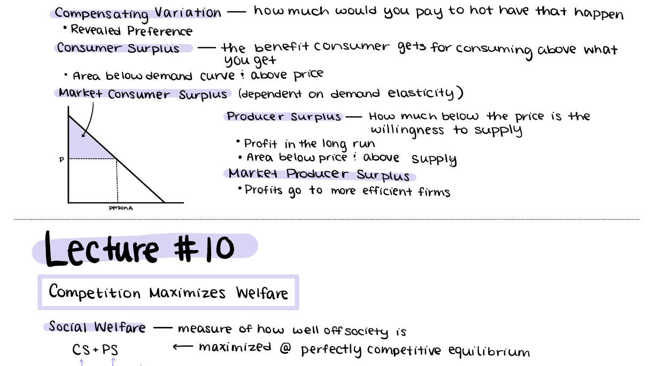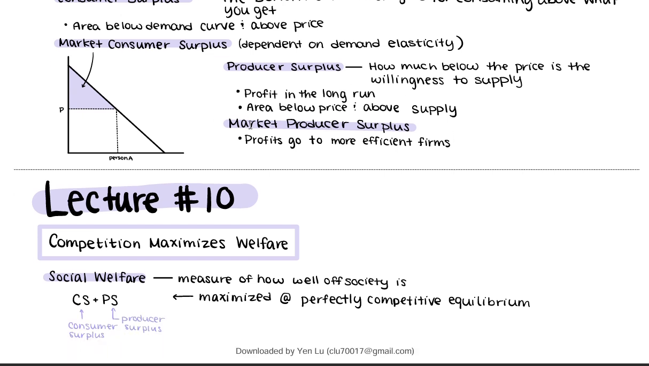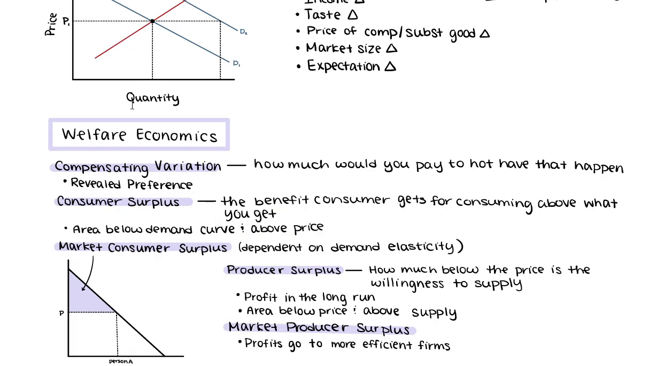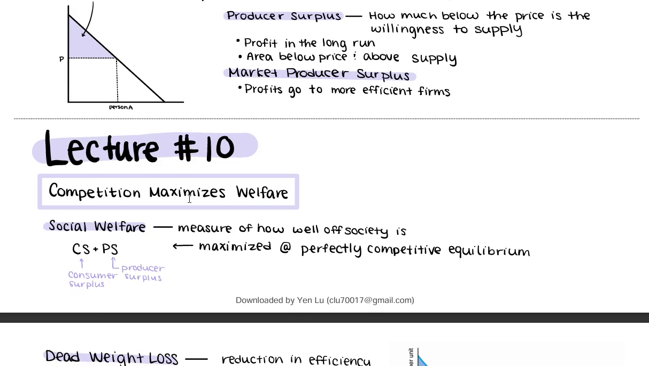Okay, so the total social welfare is the consumer surplus plus the producer surplus. That's how welfare economics goes.